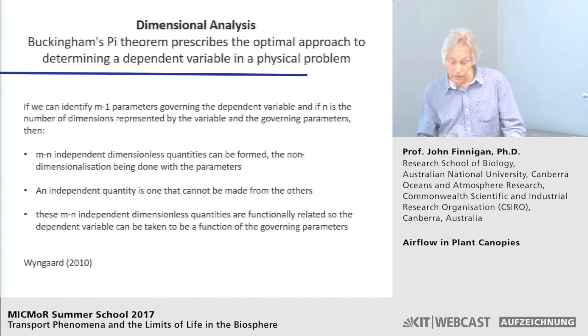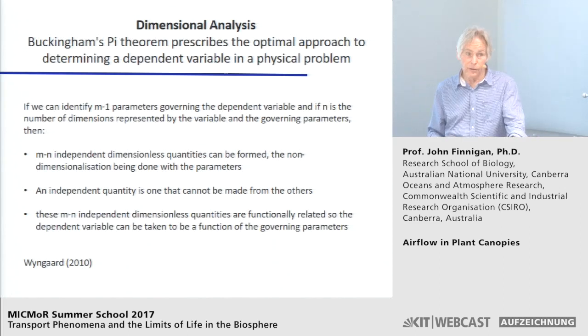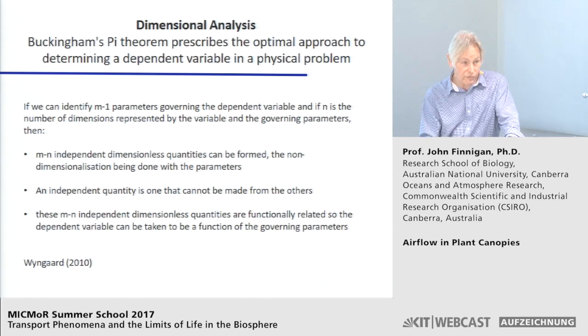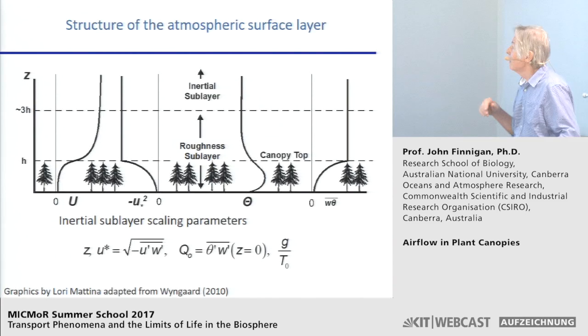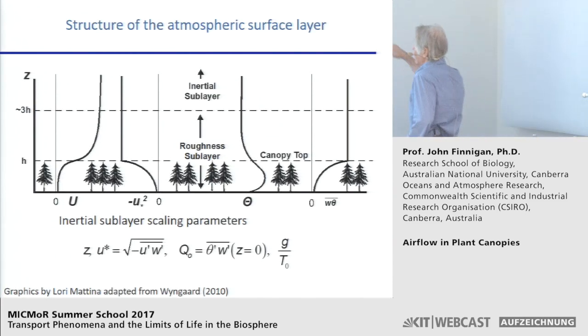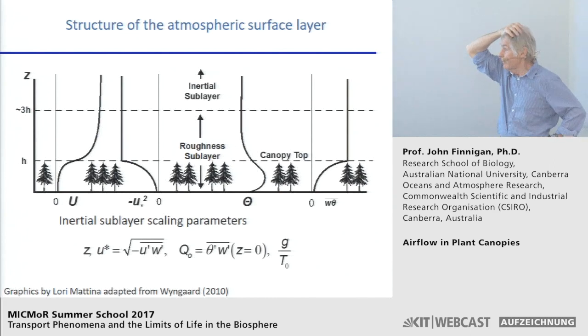I'd recommend the book by John Wyngaard, published in 2010, on turbulence and the atmospheric boundary layer for a good introduction to this. But let's just try it on the atmospheric surface layer, this layer just above the canopy, the part that we are interested in particularly.